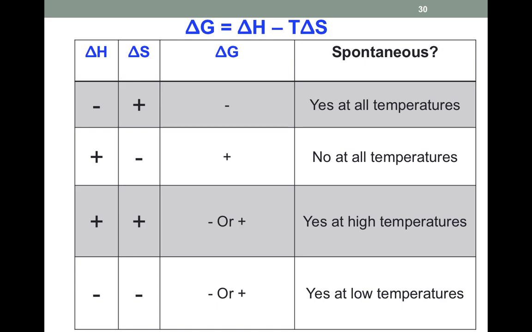When delta H is negative and delta S is positive, yes, it is spontaneous. Delta G is negative at all temperatures, so it's spontaneous at all temperatures. If delta H is positive and delta S is negative, delta G is positive at all temperatures, and so it is never spontaneous. If they're both positive, it could be positive or negative, and it would be negative at high temperatures, so that the temperature, by multiplying this value by T, can make this term large enough to be greater than delta H, making delta G negative. And here the reverse is true: as the temperature decreases, then it would be spontaneous.